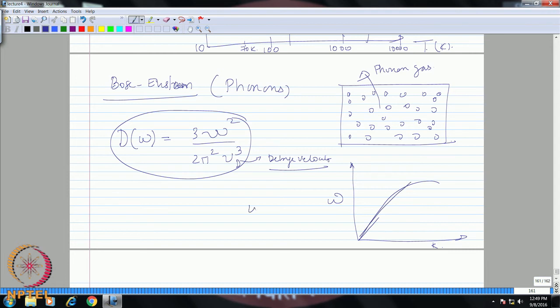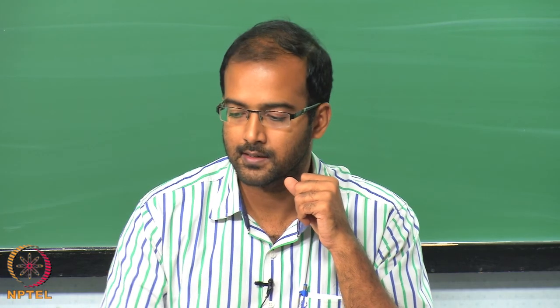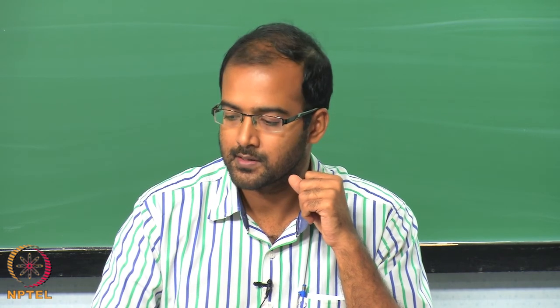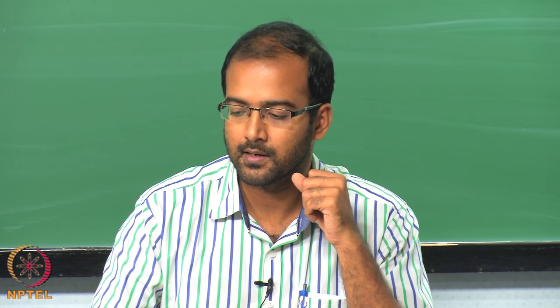So, we assumed that omega is equal to Vd into k, right. The slope of this will give you the speed of sound. So, therefore, using this linear dispersion we derived this expression for density of states. So, this is valid only for acoustic phonons with the assumption that this is a Debye approximation. So, you remember this linear approximation is called the Debye, I hope you remember.